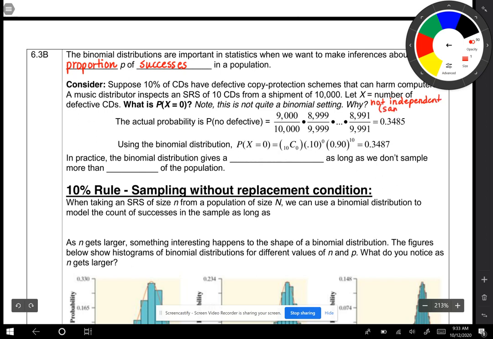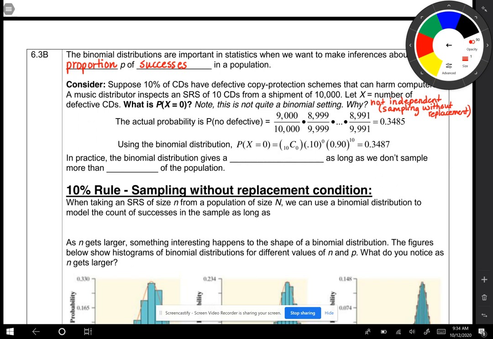So this is sampling without replacement. Ten CDs are examined, but they're not put back. So this is not a binomial setting. Therefore, you cannot use your binomial probabilities. So if you actually did the probability, here's how you would do it. If you know that 10% are defective, out of 10,000, that would be 1,000 that's defective. Therefore, 9,000 are not defective. So 9,000 over 10,000 would not be defective.